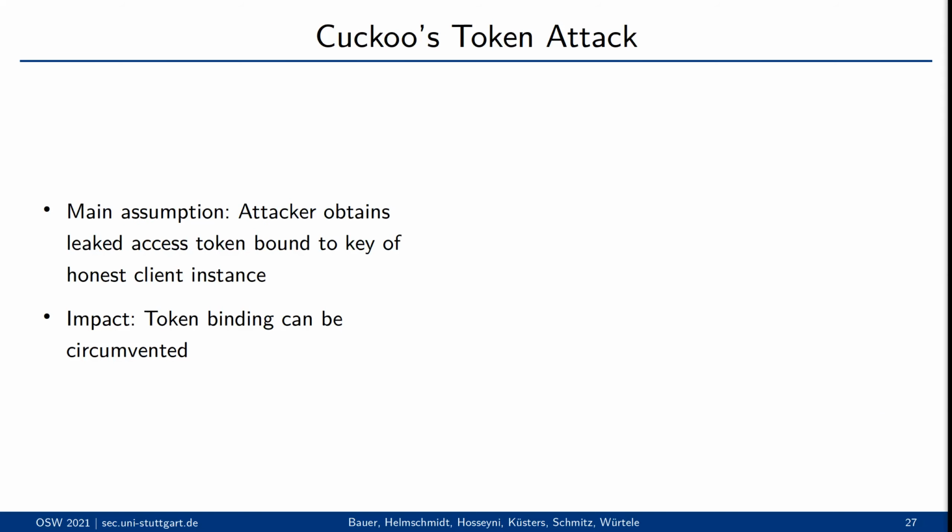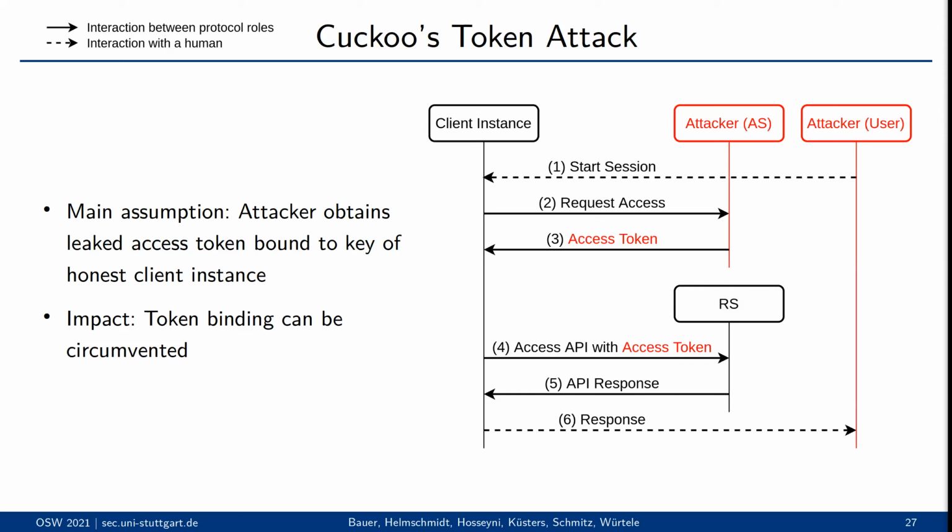Now I will give a brief overview of Cuckoo's token attack. The main assumption of this attack is that the attacker somehow obtains a leaked access token bound to a key of an honest client instance, with which the resources of an honest user can be accessed. And the impact of this attack is then that the attacker can circumvent the token binding for this access token.